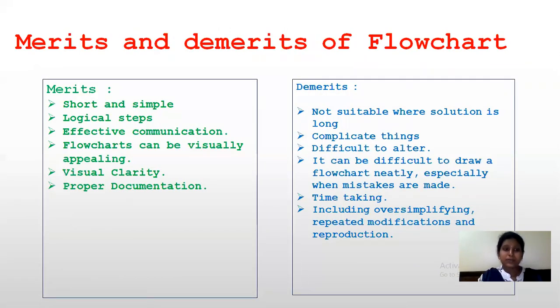Shorthand symbols, logical steps, effective communication. Flowcharts can be visually appealing. Visual clarity and proper documentation are some merits of flowcharts. Demerits: not suitable where the solution is long, complicates things, difficult to alter. It can be difficult to draw a flowchart neatly, especially when mistakes are made; it is time taking, includes oversimplifying, and needs repeated modifications and reproduction.